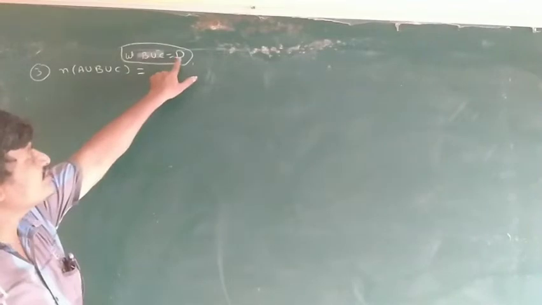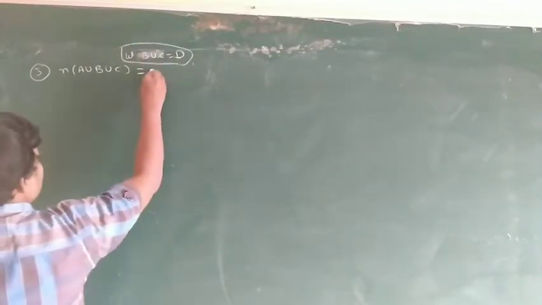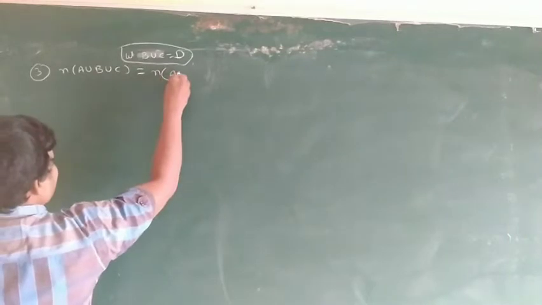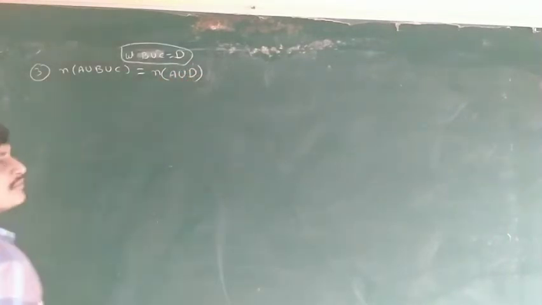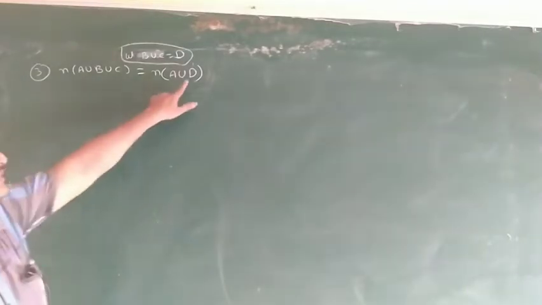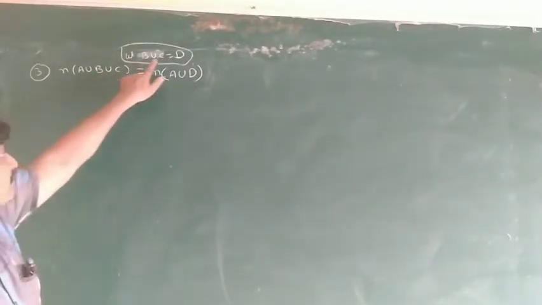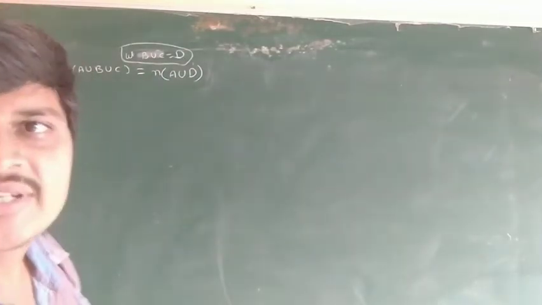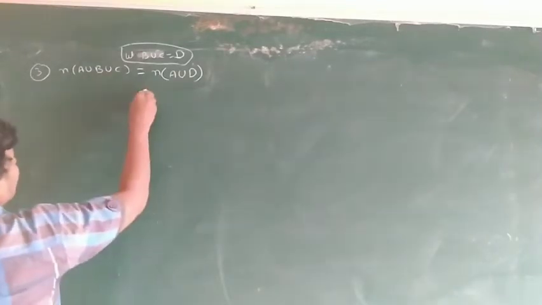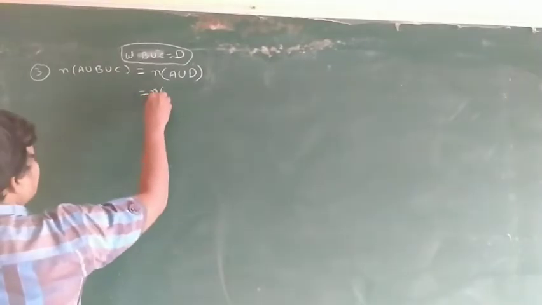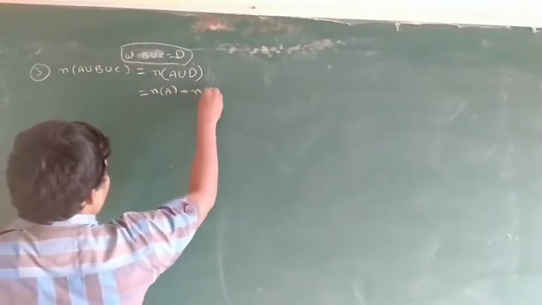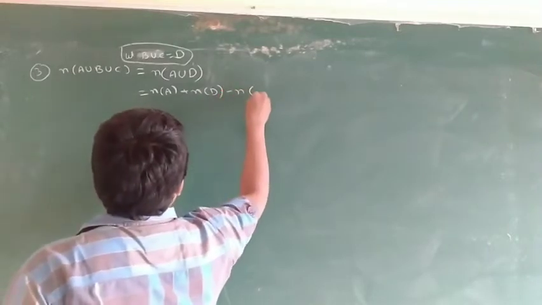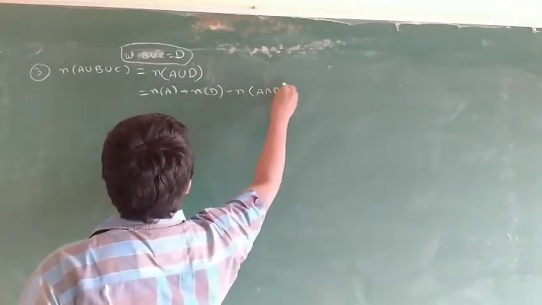First we have to take B union C is equal to D. So what is the next step? n of A union B. Take D, B union C is equal to D. So what is the A union B formula? The second formula: n of A union B is equal to n of A plus n of B minus n of A intersection B.